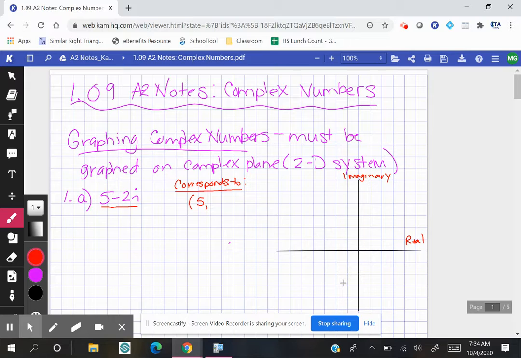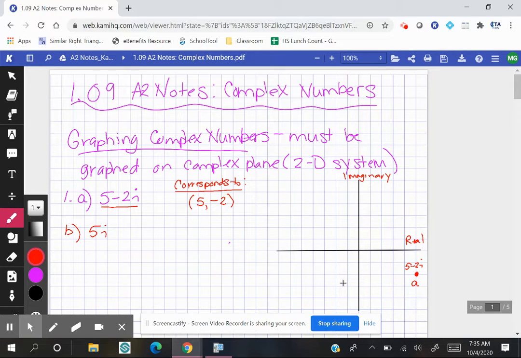So you're taking whatever coefficient is in front of the i. So the number in front of i is -2. So that's going to be your y coordinate. So here, if you were plotting the point 5, -2 on the xy axes, that would be the same point as 5 minus 2i on our complex plane. So we're going to go over 1, 2, 3, 4, 5, and down 1, 2. So that would be the point A. That's 5 minus 2i. Okay, let's try another one.